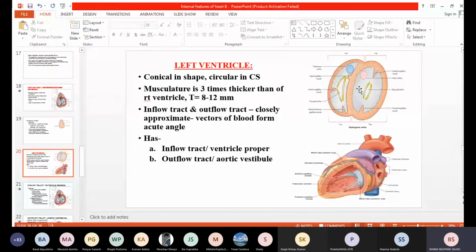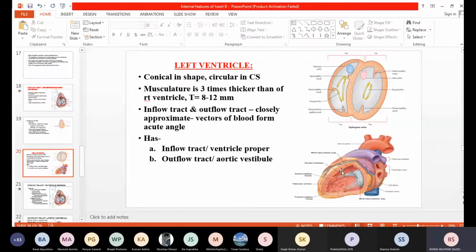In this case, the inflow tract, the ventricular proper, and the outflow tract, the aortic vestibule, are in close relation. They are almost closely present, so that the vector of growth forms an acute angle. So there is an acute angle between the inflow tract and the outflow tract.